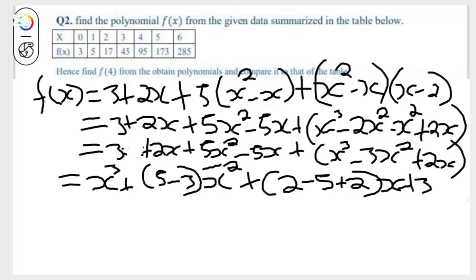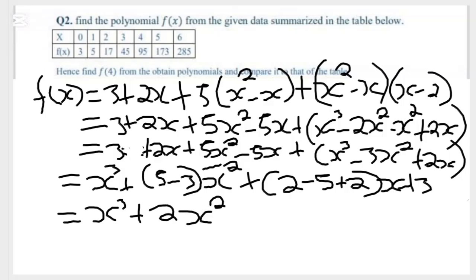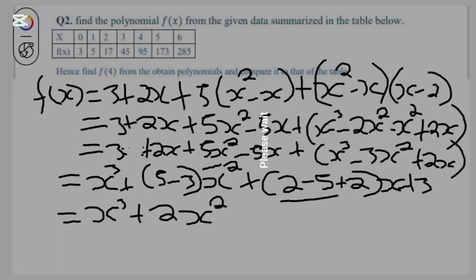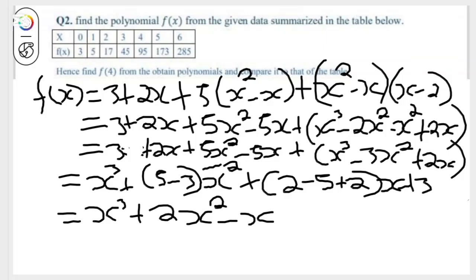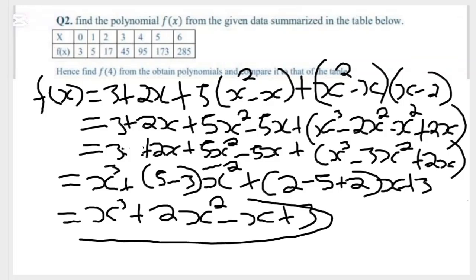So the next thing that I'm going to do here is that I have x cubed, so I will say this x cubed plus what? For x squared, 5 minus 3 is the same thing as 2, so I will say 2x squared, and also I will say 2 minus 5, it is the same thing as minus 3. Minus 3 plus 2, it is the same thing as negative 1, which is negative x. If you multiply negative 1 by x, so then I have to say plus this 3.